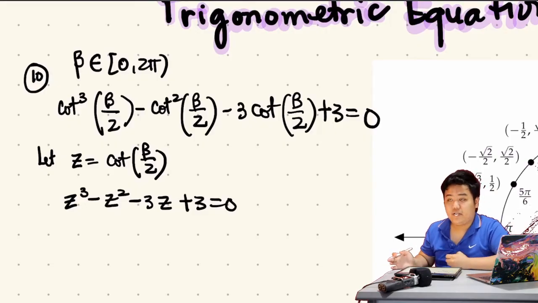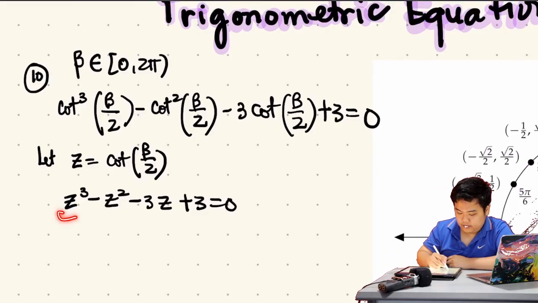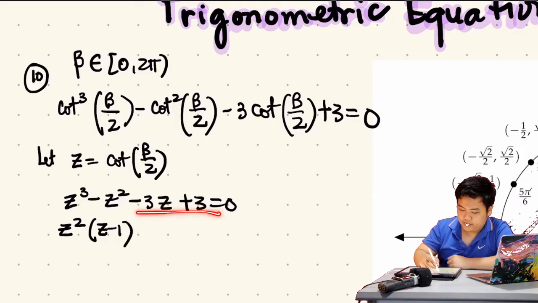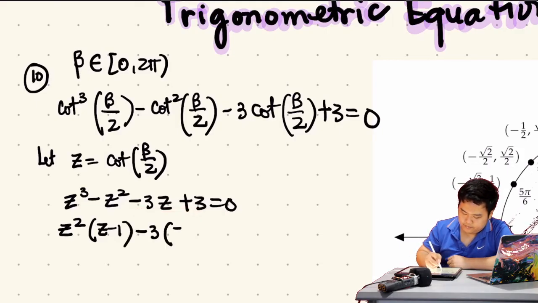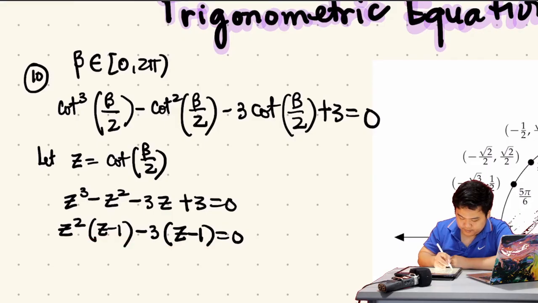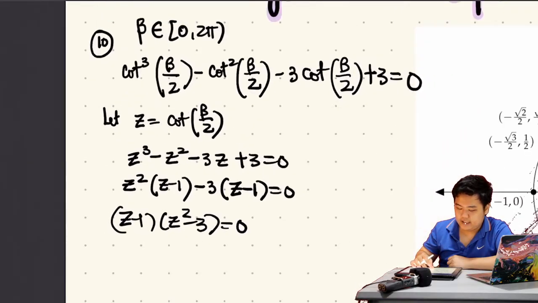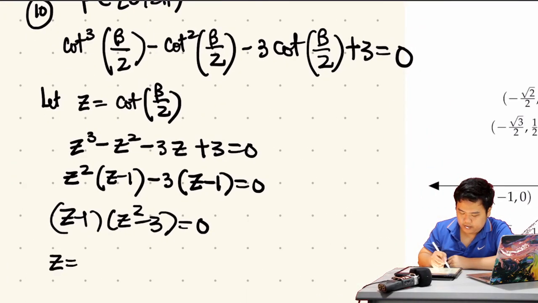Ooh, and then, sana ma-factor natin ito. You can factor z square, I think. And for this, you can factor negative 3. Uy, factorable ito. So, divide this and this by z minus 1, we get z square minus 3 equal to 0. And ayan, makukompute na natin si z. So, z is 1 or z is, pag in-equate mo to 0, you will get plus minus square root of 3.